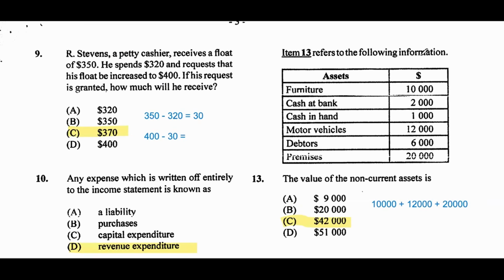Good. Time for us to move on to question 13. Item 13 refers to the following information. We have a list of assets here. They're asking us what is the value of your non-current assets, guys. Non-current assets include things like our furniture, fixed asset. We have motor vehicles, great, and we do have our premises. Add up all those should give us a value of $42,000. C as our answer. Great, time for us to move on to question 14.